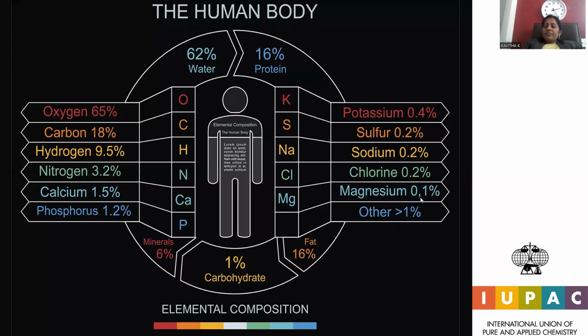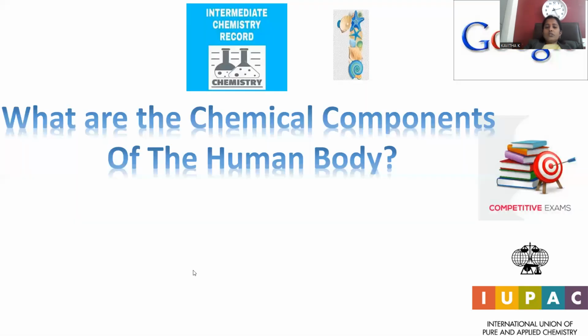Magnesium is of still less quantity, 0.1% will be there, and whichever other trace elements are also present, less than 1%. Okay, so this is about the entire human body and the composition of various elements and various chemical components, which are said to be biomolecules, whichever are available in the human body, they are called biomolecules, right? So this is the way question one can be answered, right?